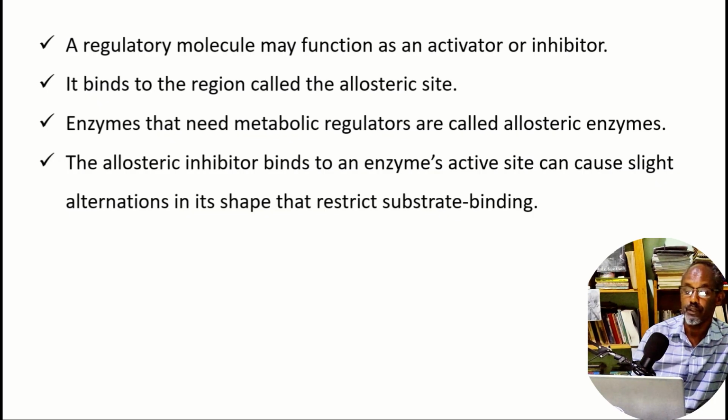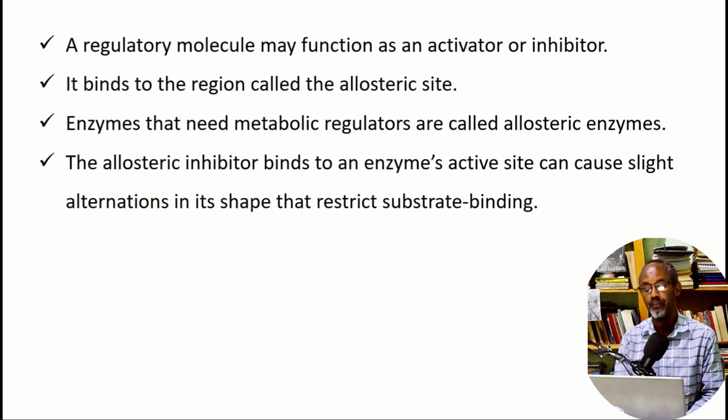When the product is needed, of course, the allosteric inhibitor comes out of the allosteric site so that the active site will have normal shape and substrate can bind to the active site so that it can undergo catalysis to produce product. You see, therefore the allosteric inhibitor binds to the allosteric site.